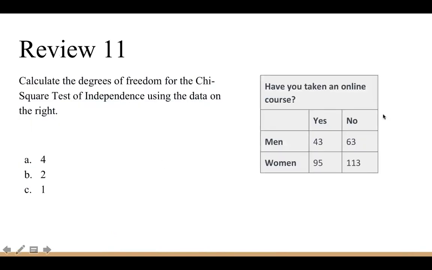Okay, so our next review question is to calculate the degrees of freedom for this chi-square test of independence using the chart on the right. So this should be pretty quick.